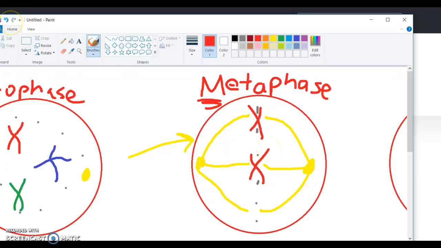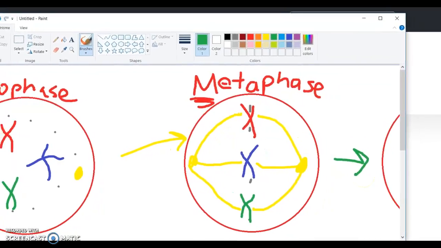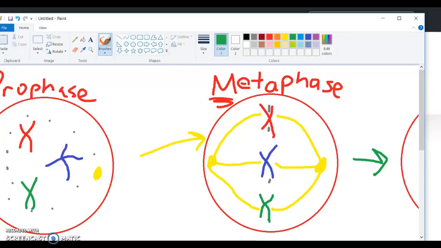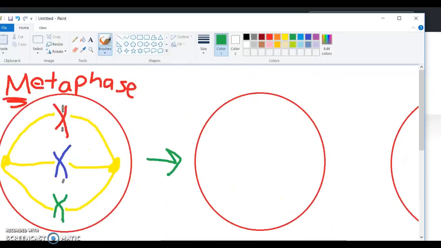Oops, that one's actually blue. And the green. And all of them are lined up and attached to the spindle fibers that come out of the microtubule organizing centers. Those are just the strings that attach from them. And that's pretty much all that really happens in that stage. So now we're going to move on to the next one.